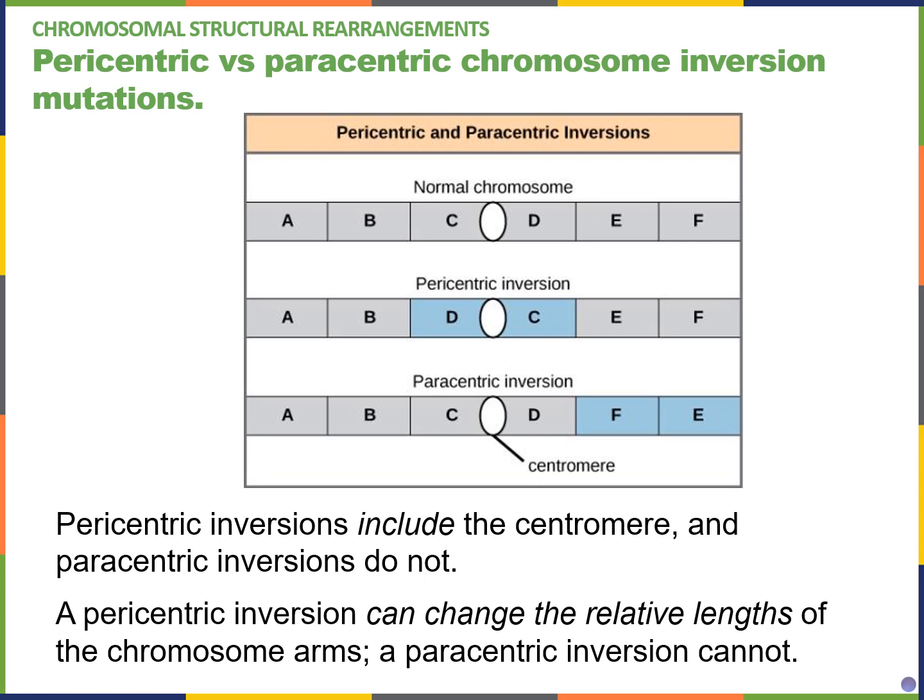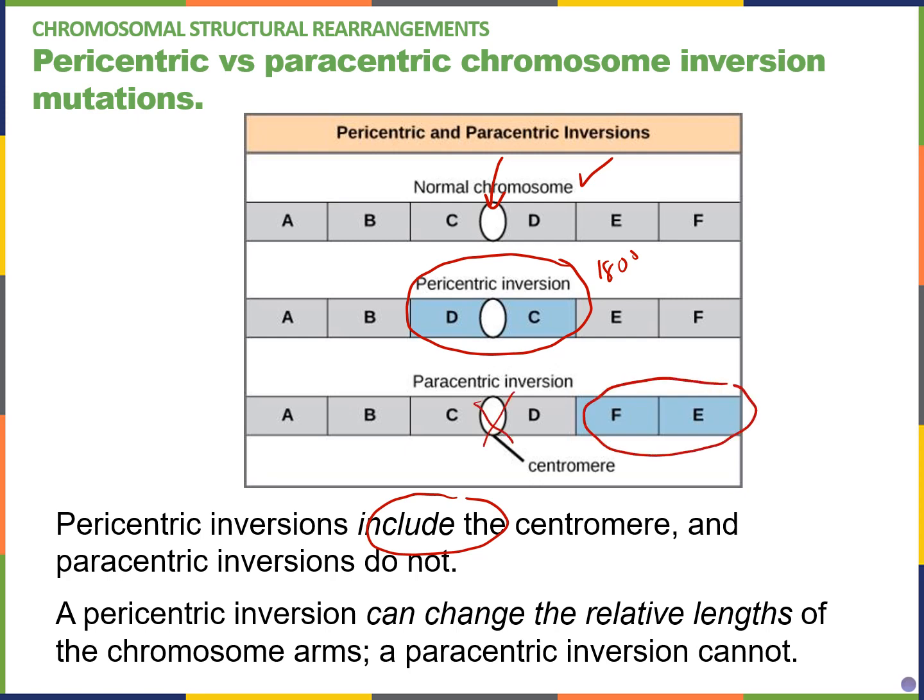Besides nondisjunction and deletion, we can also have rearrangements of chromosomes that lead to certain disorders. A chromosomal inversion is when you have a 180-degree rotation, and they can be pericentric. Pericentric is when it includes the centromere. So let's look at the normal chromosome. It's in order A through F, with this being the centromere. A pericentric inversion involves the centromere, and you can see C and D have rotated 180 degrees. A paracentric inversion is when the centromere is not involved, and you can see that's happening here.